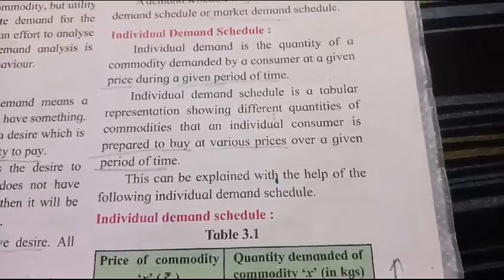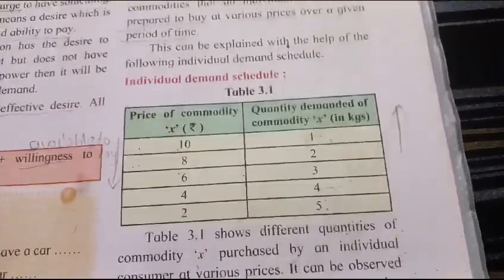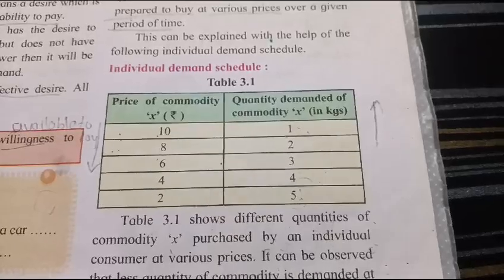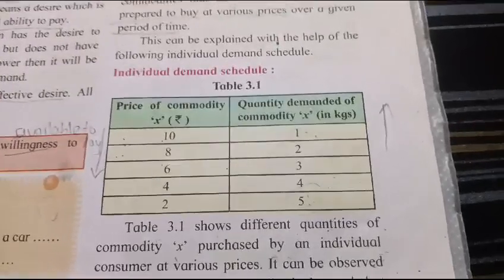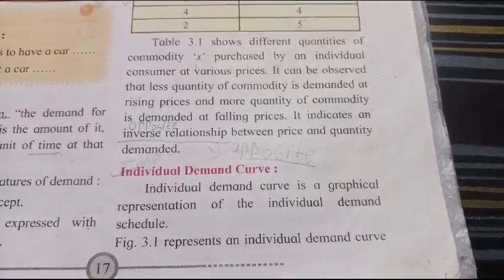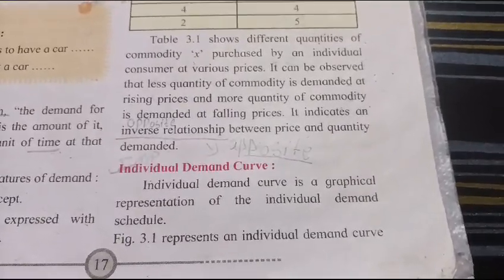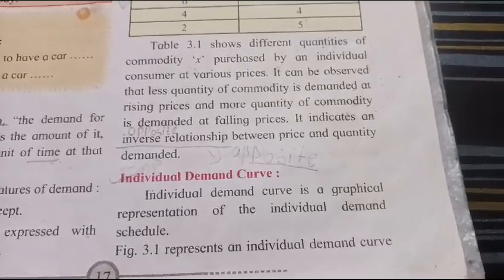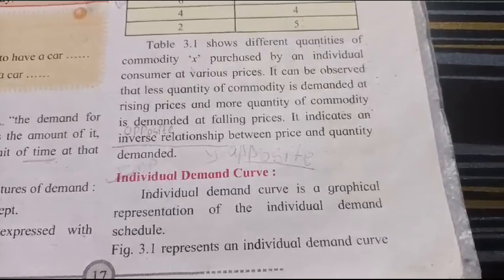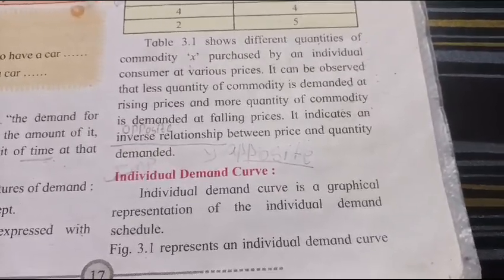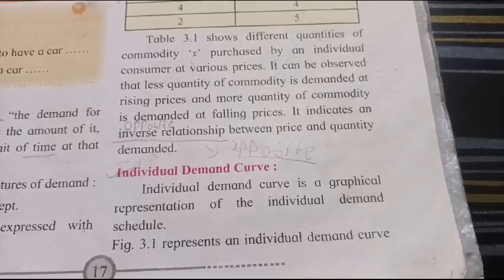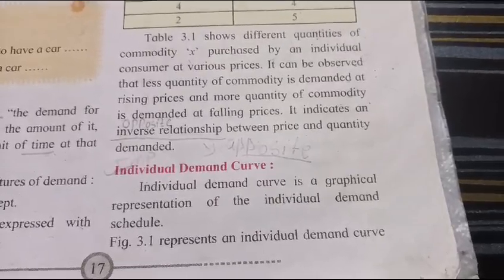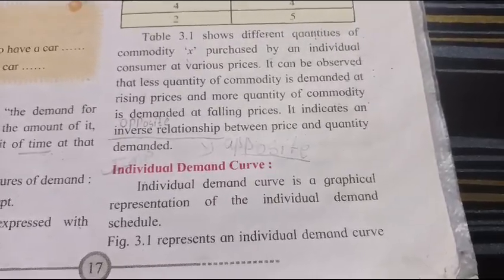This can be explained with the help of the following individual demand schedule. Individual demand schedule, Table 3.1. Table 3.1 shows different quantities of commodity X purchased by an individual consumer at various prices. It can be observed that less quantity of commodity is demanded at rising prices and more quantity of commodity is demanded at falling prices. It indicates an inverse relationship between price and quantity demanded.